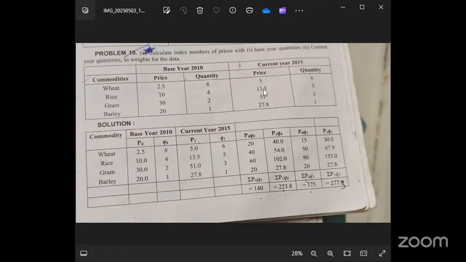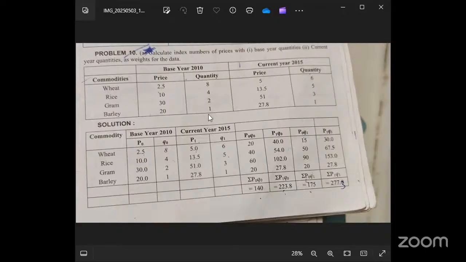So here what they have given us: base year as 2010 and current year is 2015. The commodities they have given are wheat, rice, gram, barley, and they have given us price as well as quantity. So price and quantity of base year 2010, price and quantity of current year 2015. So what is p0? P0 values are base year values, q0 values are base year values, p1 and q1 are current year values.